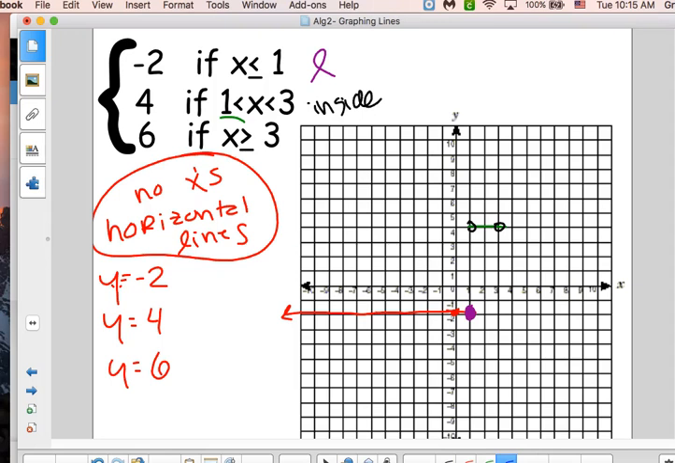Where's our last piece at? Up at 6. So if there's just an x, horizontal lines, these ones are actually easier to graph as long as you recognize it. Where is this one getting cut off at? 3. Open or closed? Closed. And we want all the x's that are greater than 3 on the right side.